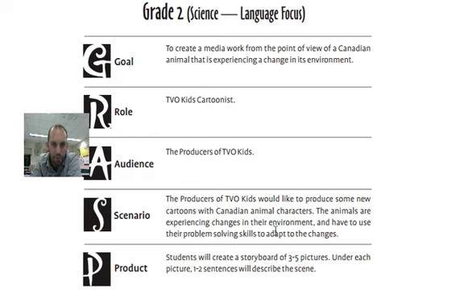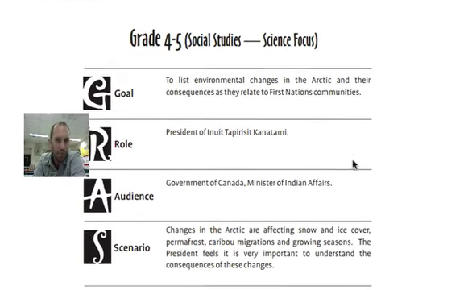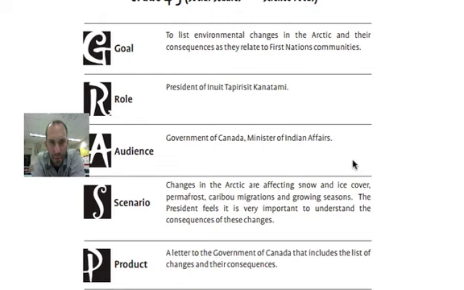The scenario, the producers of TVO Kids would like to produce some new cartoons with Canadian animal characters. The animals are experiencing changes in their environment, and you have to use their problem-solving skills to adapt to the changes. Students will create a storyboard of 3 to 5 pictures. Under each picture, 1 to 2 sentences will describe the scene. So you can see what a GRASPS does to help you. The only thing it doesn't have here is the last S, which is the standard. And here's another 4 to 5. If you want to pause this and read it, you can.